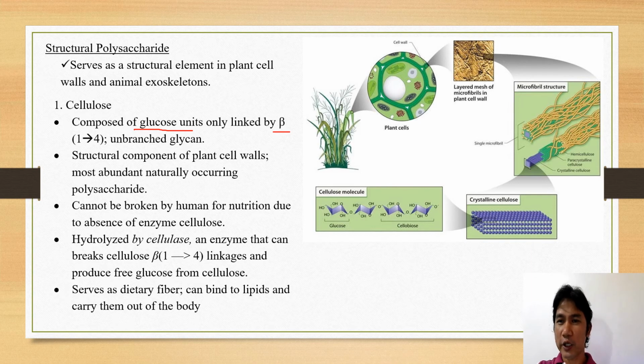And we cannot hydrolyze the beta 1,4 glycosidic bond because we humans don't have the enzyme cellulase. So it cannot be broken down by humans for nutrition. Some animals like the cow, the grazing animals, carabao, horse, you name it, they have the enzyme cellulase that can hydrolyze the beta 1,4 glycosidic linkages. Alright, so for us they only serve as dietary fiber which can bind to lipids and carry them out of the body. So that's the role of the fiber or the cellulose.